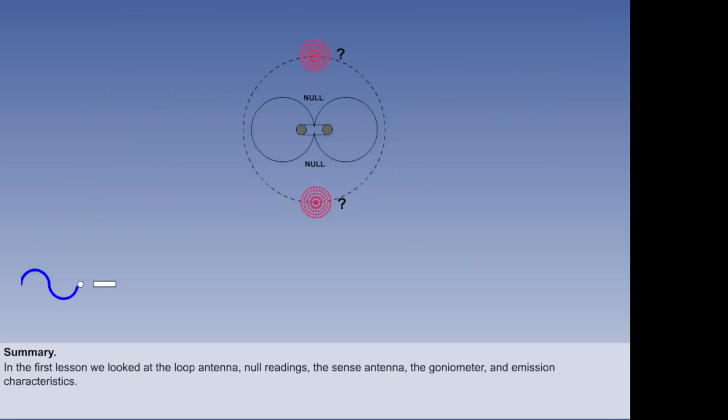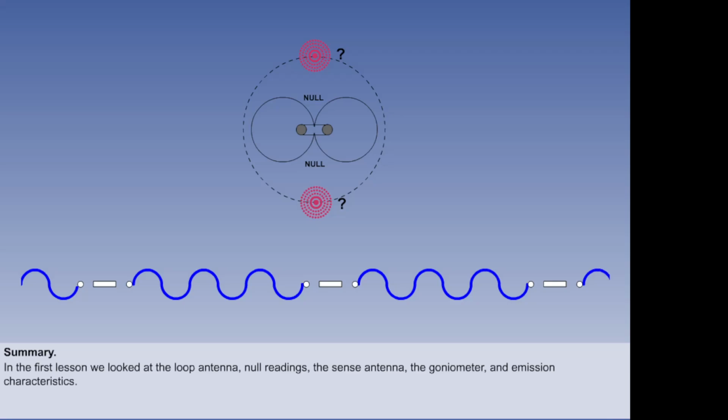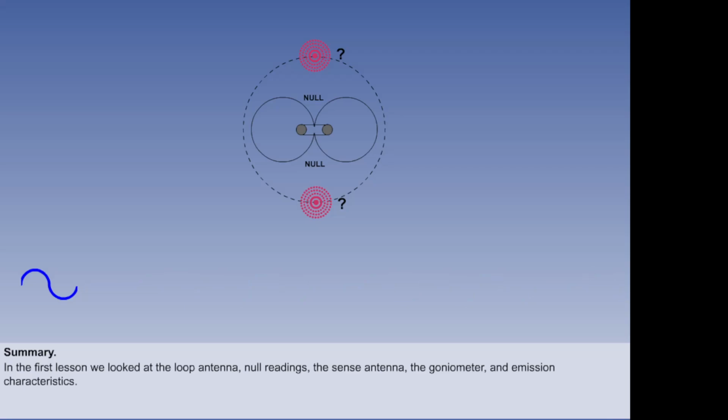This brings us to an end of the 2 lessons on the NDB and the ADF. In the first lesson, we looked at the principle of the loop antenna and the position of the 2 null readings, and how this ambiguity is resolved with the sense antenna. We considered the operation of the goniometer, which has replaced the moving loop antenna. And we have looked at the emission characteristics of NDB transmissions.